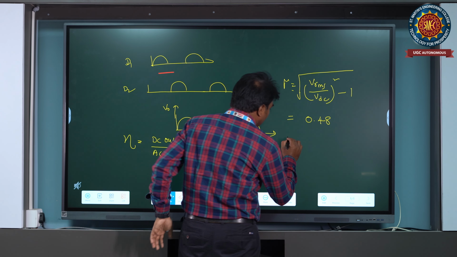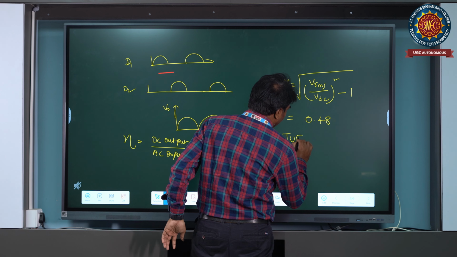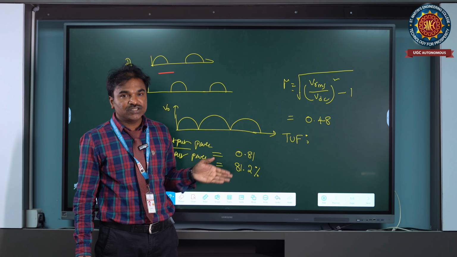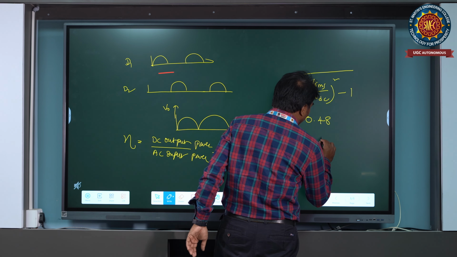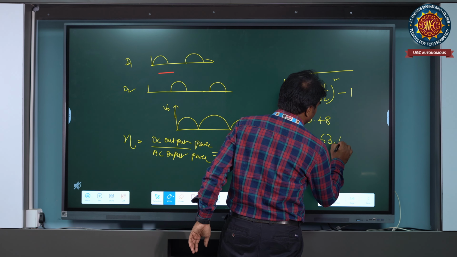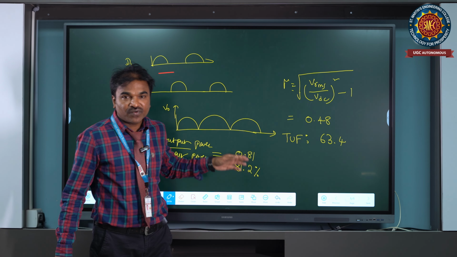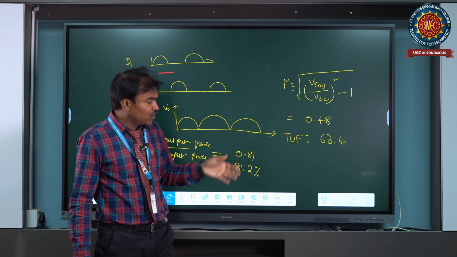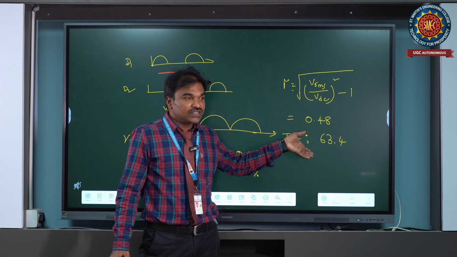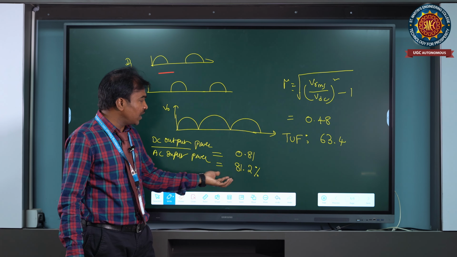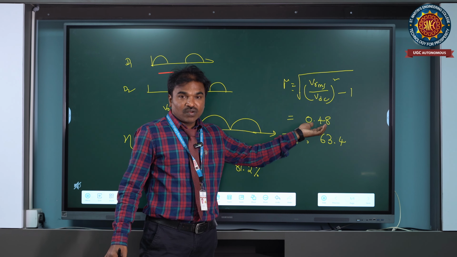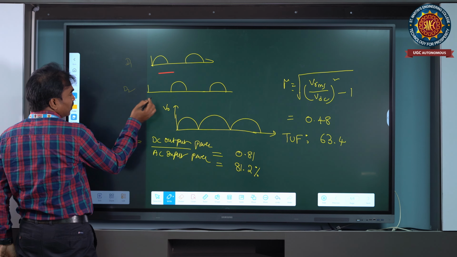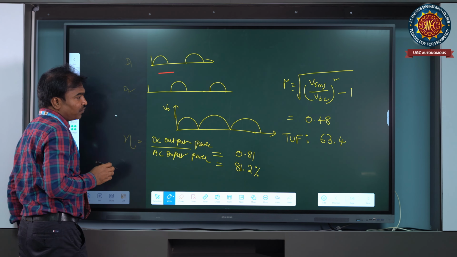Now coming to the TUF, the transformer utilization factor. Previously the transformer utilization factor was only 28.6 percent. But in the full wave rectifier, it is increased to 0.63. So 63 percent of the transformer is utilized. That is why the efficiency is high and the ripple content is less. That is the advantage of the full wave rectifier.